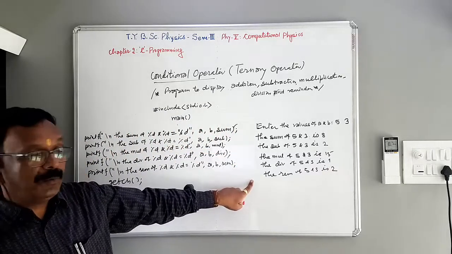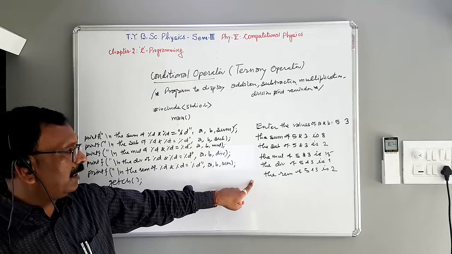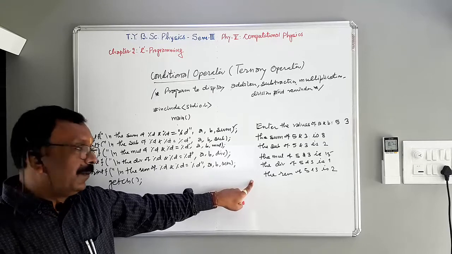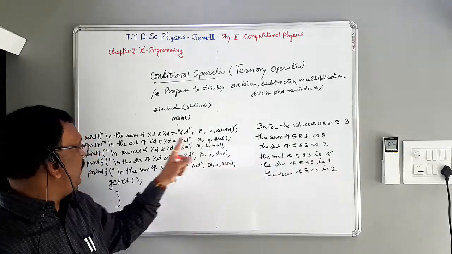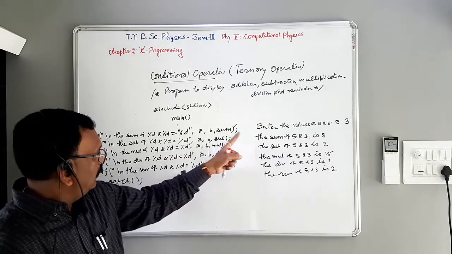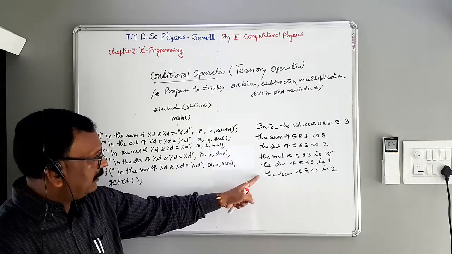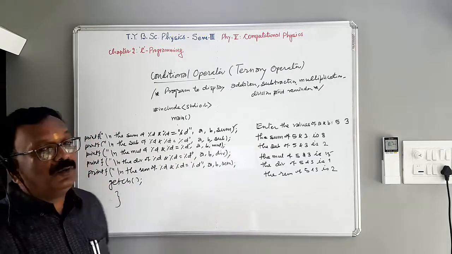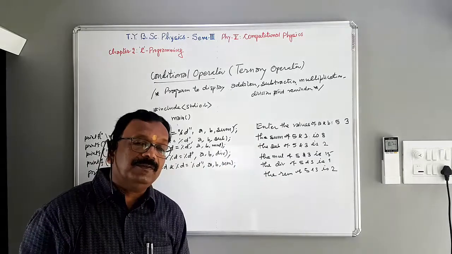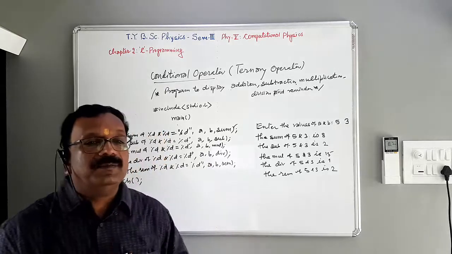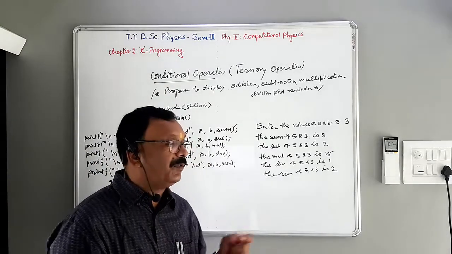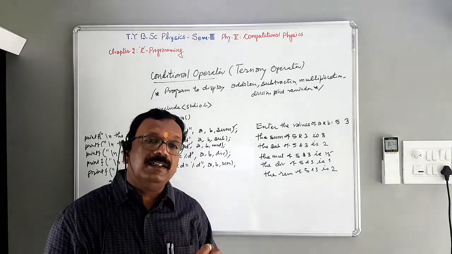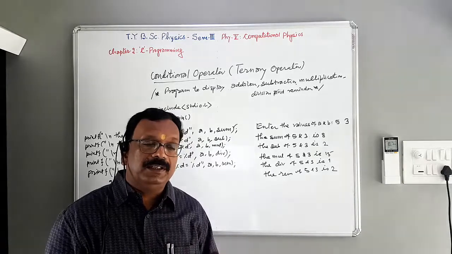These are the 5 arithmetic operations, and these operations are executed by the computer, and the results will be displayed like this. These 5 results are displayed by using these 5 output statements. In this way, we considered a first program. This program is very simple. By using this program, we can understand arithmetic operators properly.